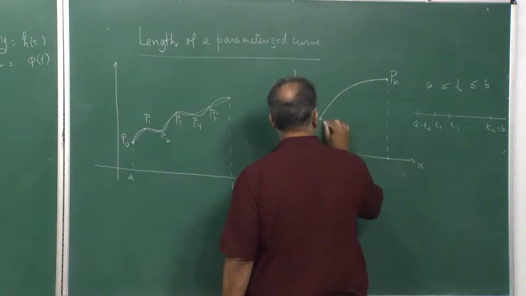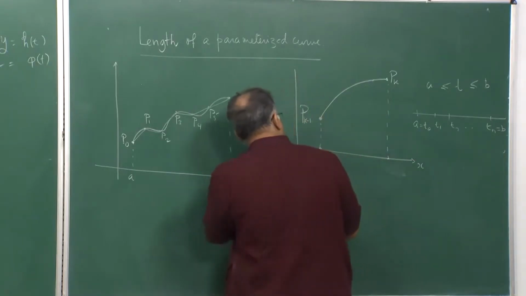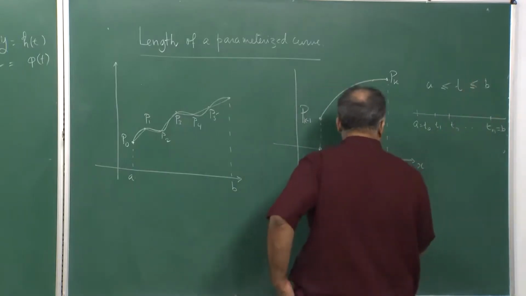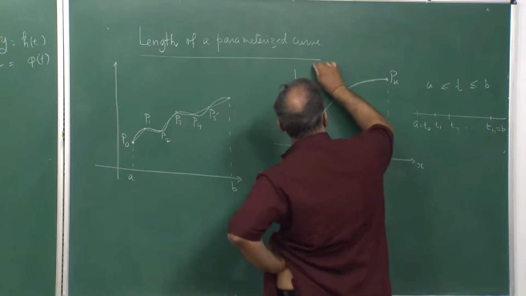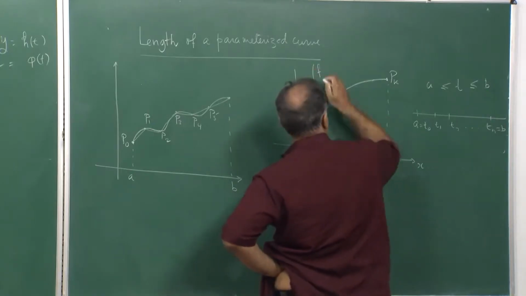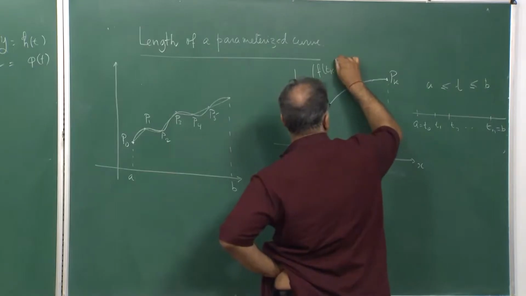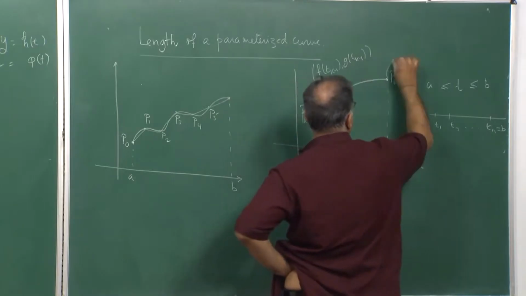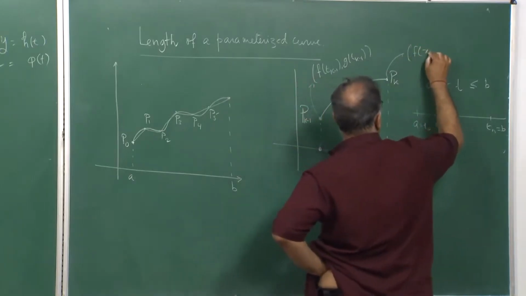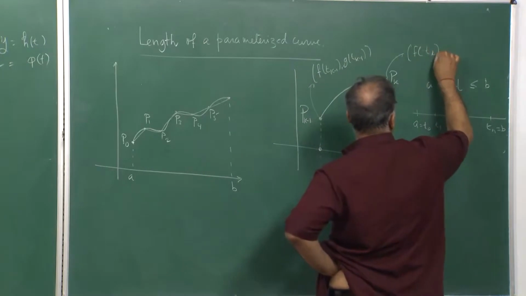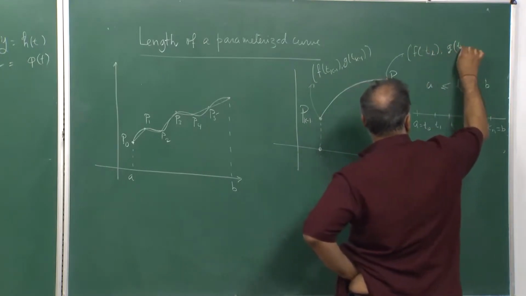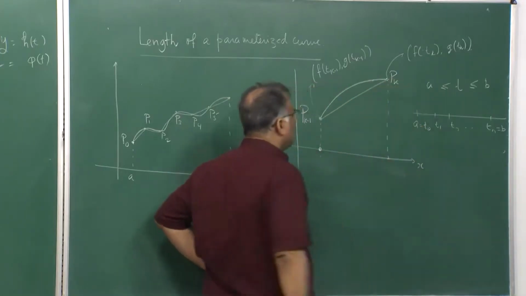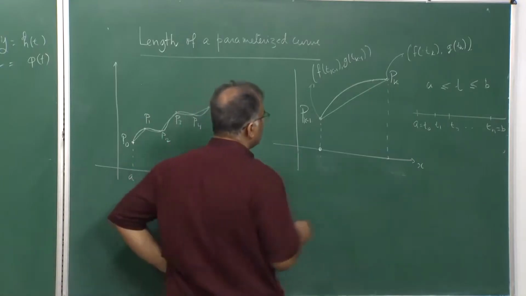So, this point corresponds to the point t_{k-1}, and this point corresponds to the point t_k. Here my coordinates are (f(t_{k-1}), g(t_{k-1})), and here it is (f(t_k), g(t_k)). So basically, instead of looking at this curve, I am looking at the length of this straight line.